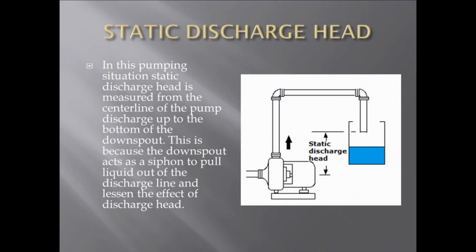In the pumping situation to the right, static discharge head is measured from the center line of the pump discharge up to the bottom of the downspout. This is because the downspout acts as a siphon to pull liquid out of the discharge line and lessen the effect of discharge head.